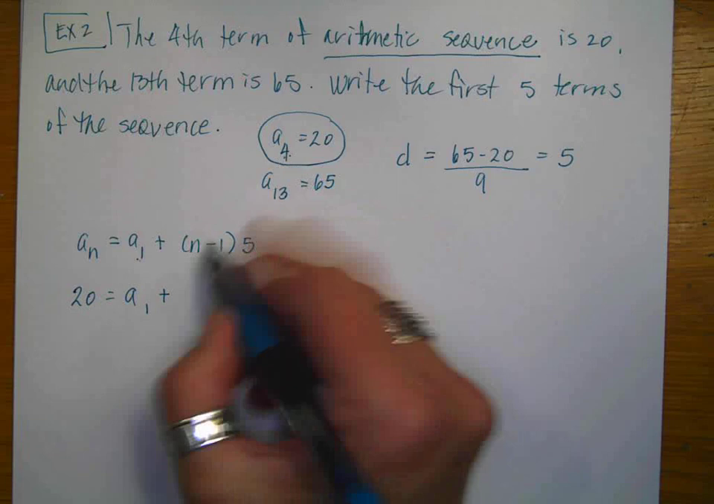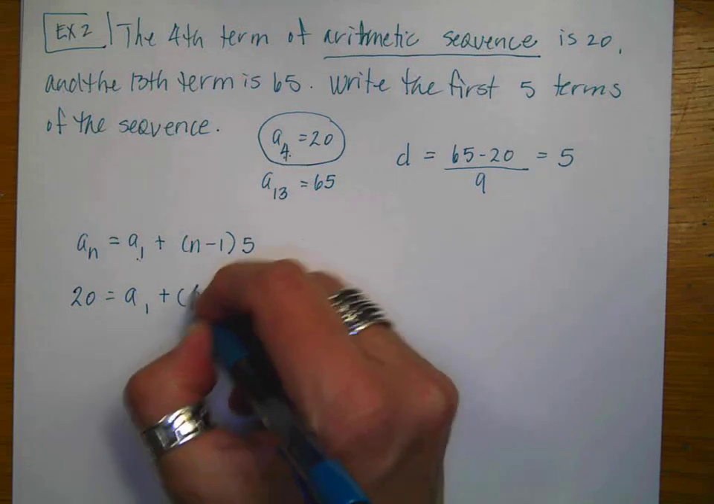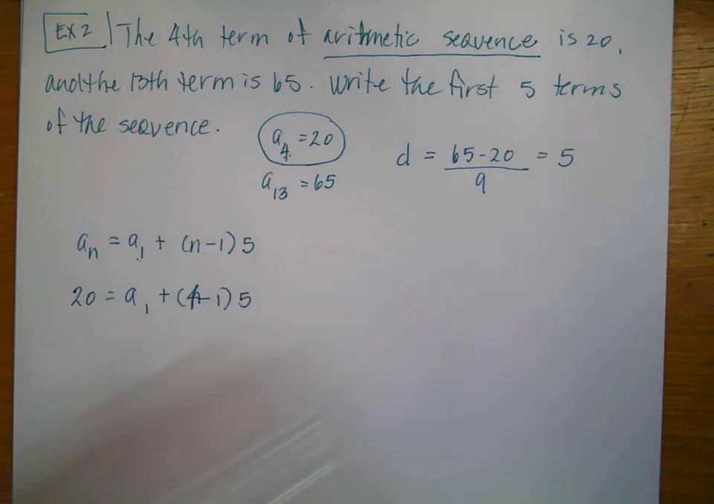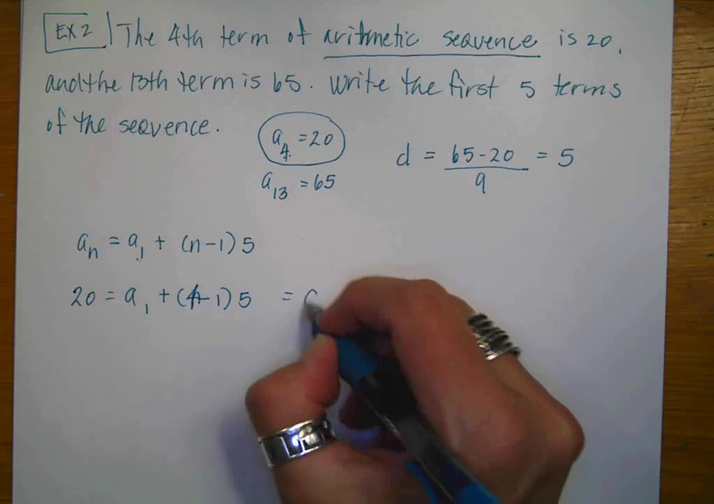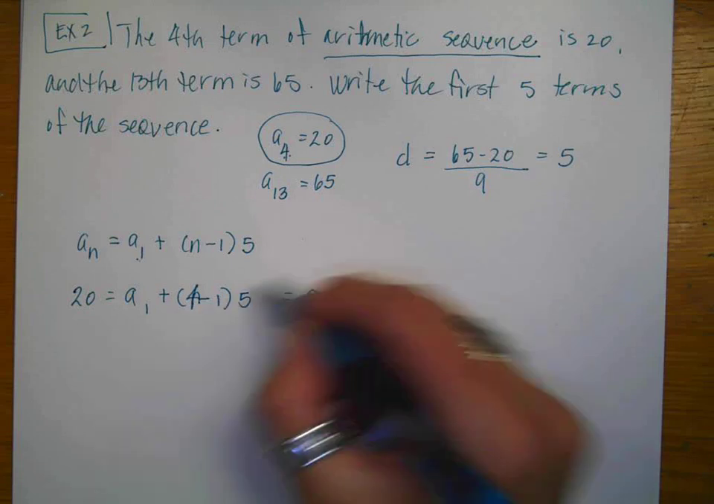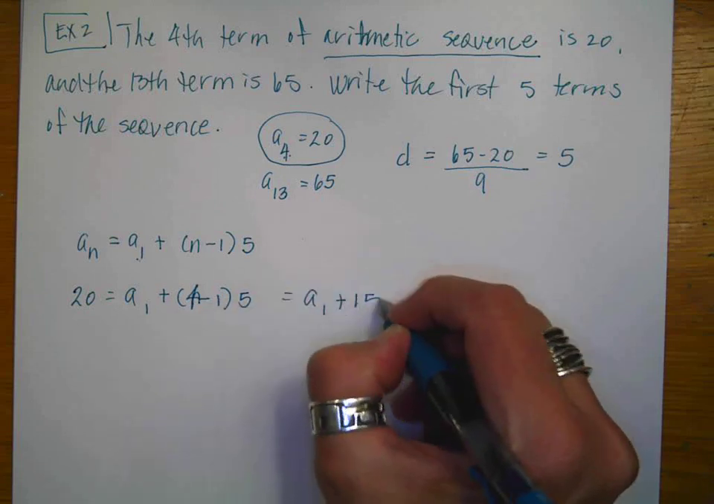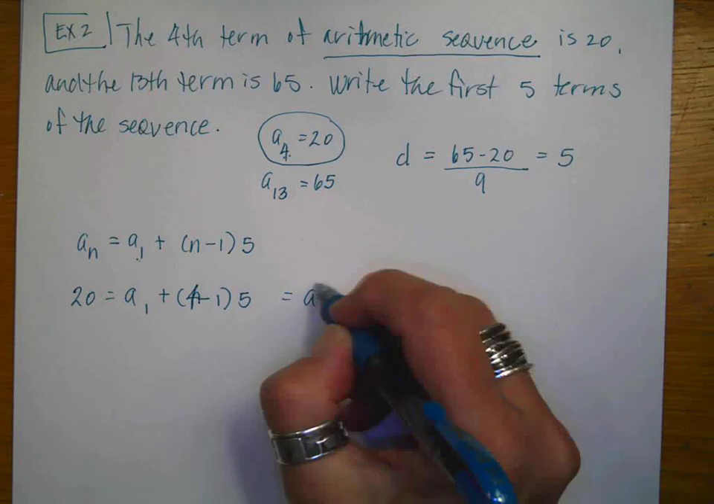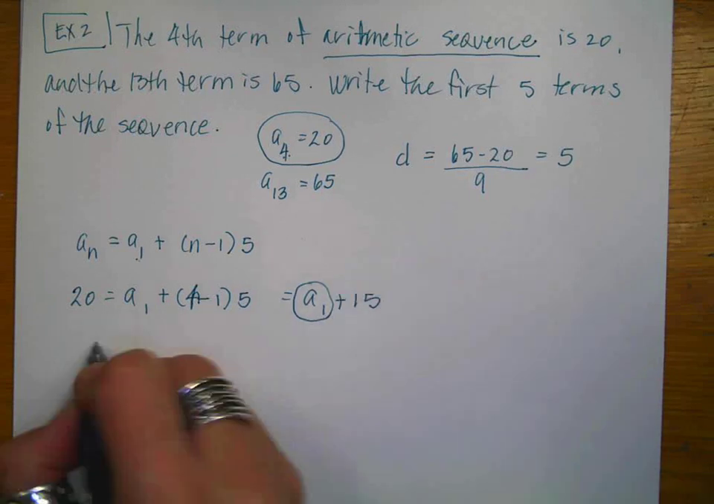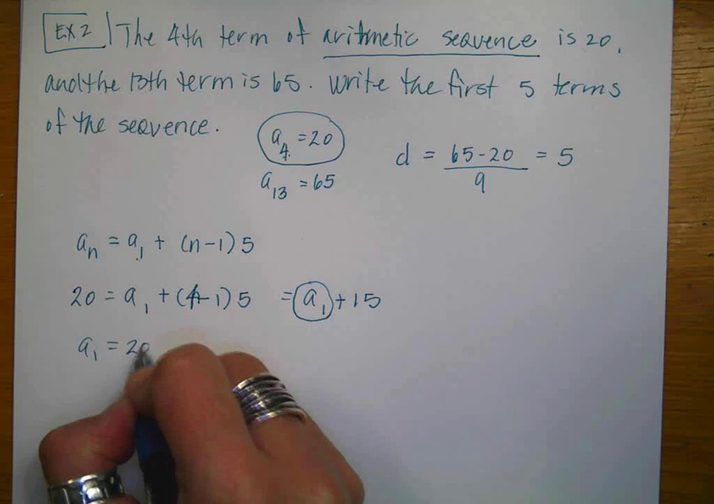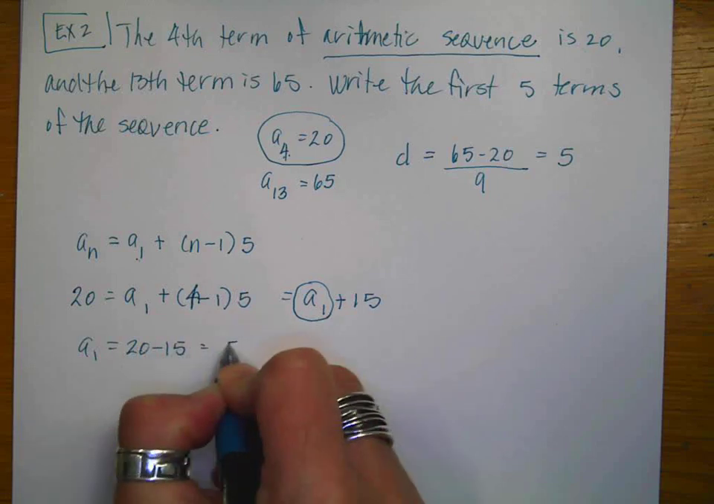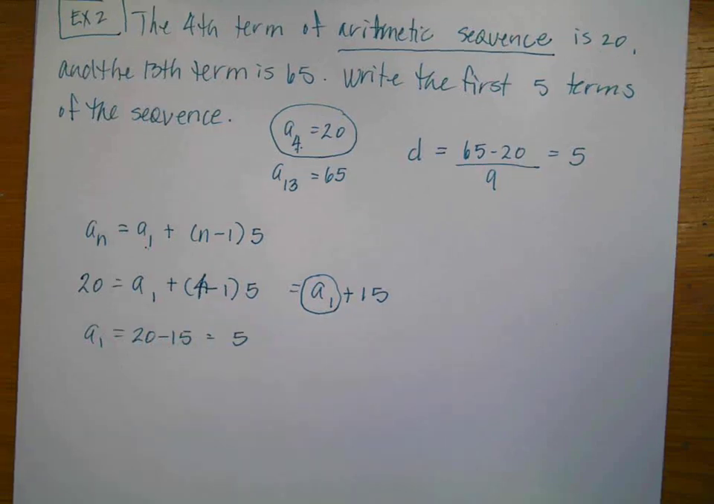I don't know a sub 1. I know that my n was 4, minus 1 times 5. So this is a sub 1 plus 4 minus 1, which is 3, times 5 is 15. So now I can solve for a sub 1. A sub 1 is 20 minus 15, which is 5.